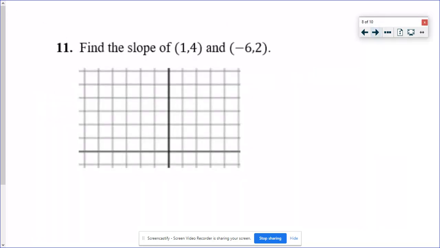All right, these last couple of problems are kind of a preview, actually. They are not going to be on the quiz, promise, but it's stuff that I'm hoping you kind of remember from last year. We want to find the slope of the line between (1, 4) and (-6, 2), which is right here. I'm not even going to draw in the line right now.